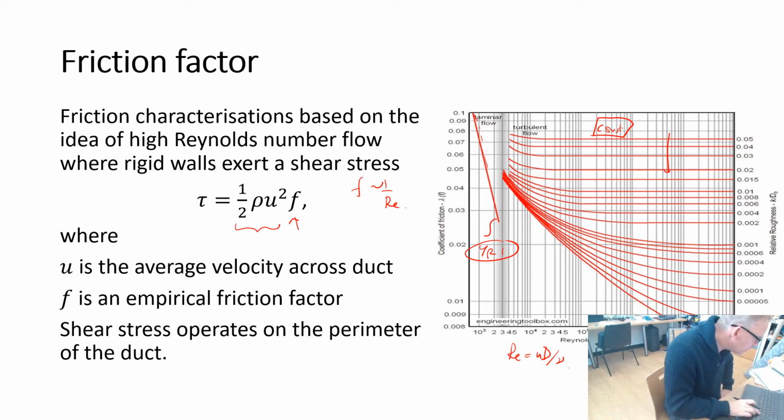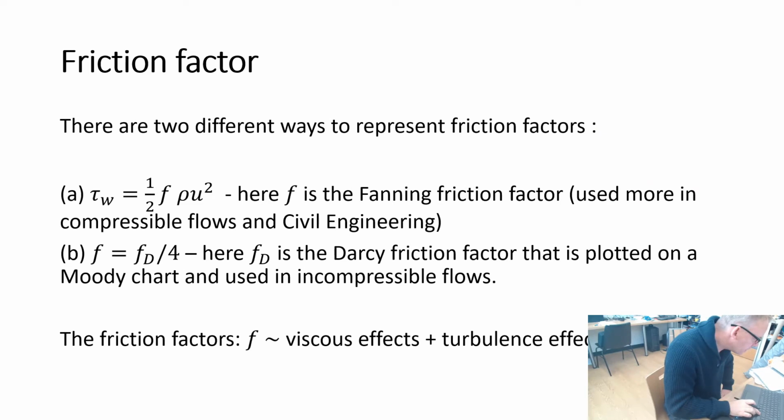That's the usual way of doing it, but there are other ways of doing it. So there are two ways of representing friction factors. One is, as I said before, what we usually call the Fanning friction factor. It's used more in compressible fluid mechanics, in more hardcore fluid mechanics, and a lot more in civil engineering because they tend to deal with open problems.